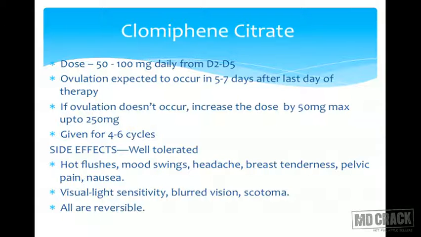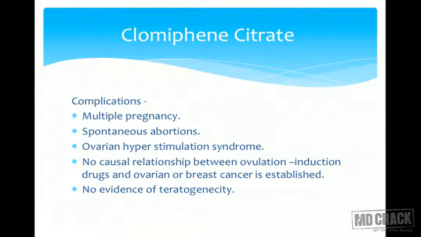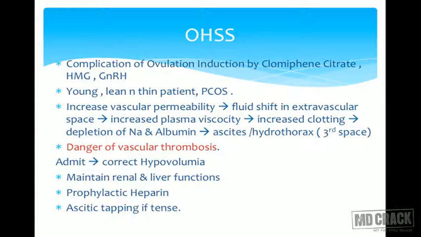Side effects, it's usually well tolerated, but as it's an anti-estrogen, sometimes hot flushes, mood swings, headache, breast tenderness, pelvic pain, nausea, visual light sensitivity, blurred vision, scotomas. But all these changes are reversible, fortunately, and as soon as you stop the treatment, they will vanish. Complications, because there is multiple ovulation, chances of multiple pregnancy are high, usually associated with LPD, that is luteal phase defect, so spontaneous abortions are quite common. It may sometimes land your patient in ovarian hyperstimulation syndrome. No causal relationship between ovulation induction drugs and ovarian or breast cancer is yet established, even though we say more ovulation, more ovarian cancer. But still, there is no evidence of teratogenicity found.